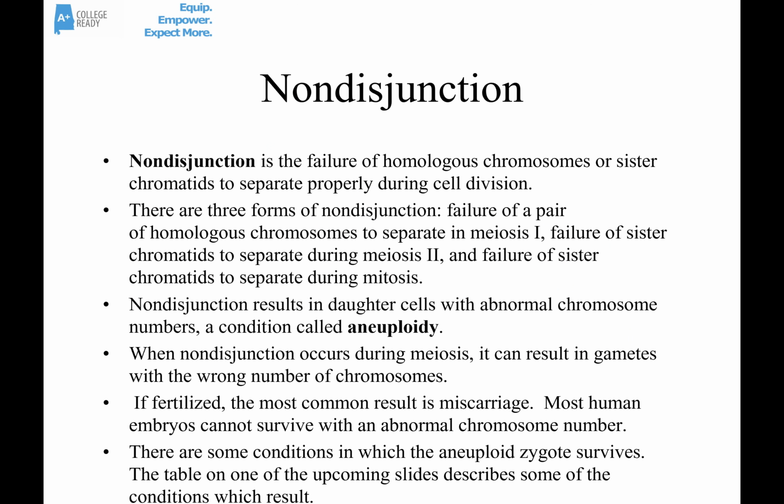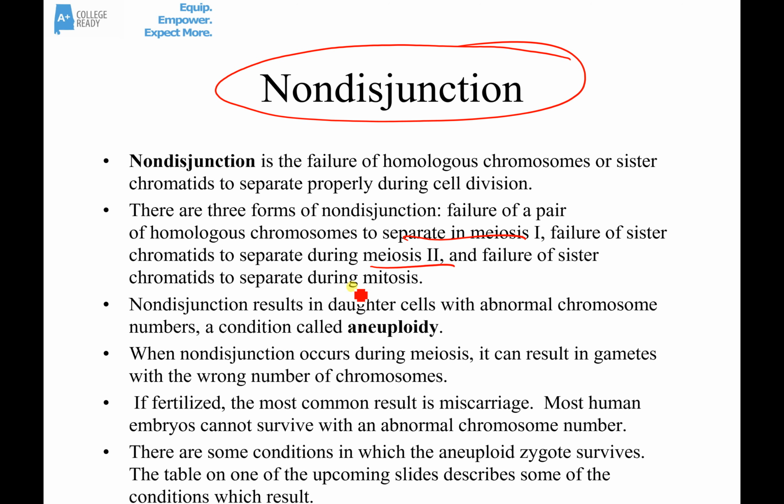All right, let's talk about a couple of places where meiosis can go wrong. Non-disjunction is the main term. This is when homologous chromosomes or sister chromatids don't separate properly, typically during meiosis. So that can happen during meiosis 1. It can happen during meiosis 2. It could also theoretically happen during mitosis. It results in daughter cells with the wrong number of chromosomes.